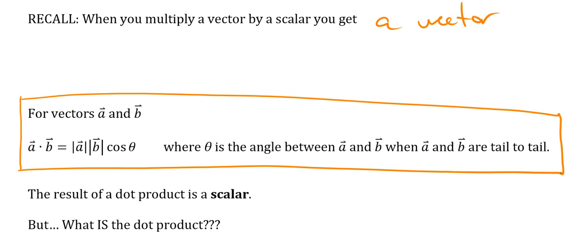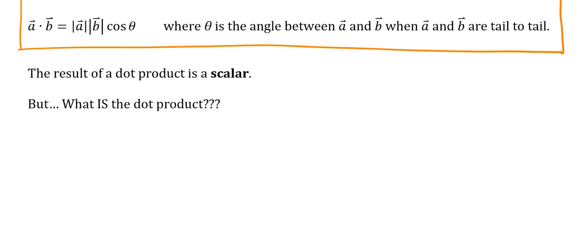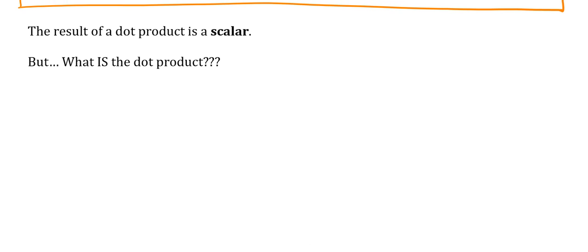It doesn't have an output of a vector like scalar multiplication gives you a vector, which is weird because it's called scalar multiplication. And then the dot product, the output is a scalar. But what is the dot product? Okay, so let's talk about this a little bit. I think this is interesting and useful. I'm going to write this down.